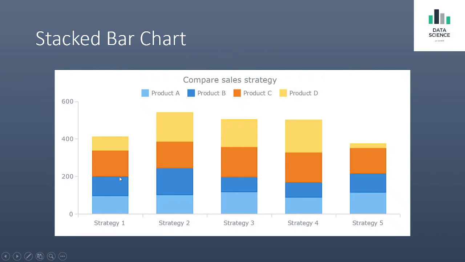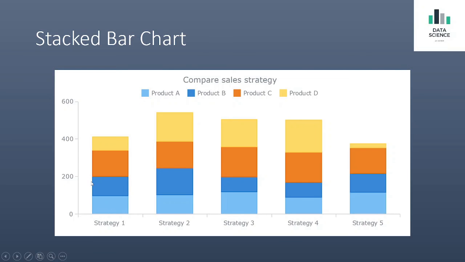For example, I'm explaining the stacked bar chart with the help of this chart. Here we have on x-axis discrete categories. On y-axis we have sales, and the third category is products, types of products A, B, C, D. So with the help of first strategy, we will be able to sell product A from 0 to around 80. So 80 product A will be able to be sold with the help of strategy 1.